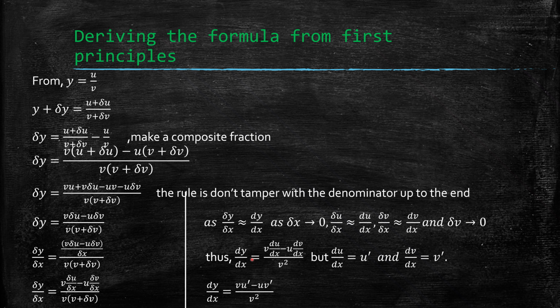Therefore, our expression is going to be in this form, but since we want it to look like the previous one, we need to note that du dx is the same as the derivative of u, keeping in mind it's in respect to x, and dv dx is also the derivative of v in respect to x. So when we substitute these expressions here, we shall have dy dx being equal to v derivative of u minus u derivative of v over v squared, and that is our expression.